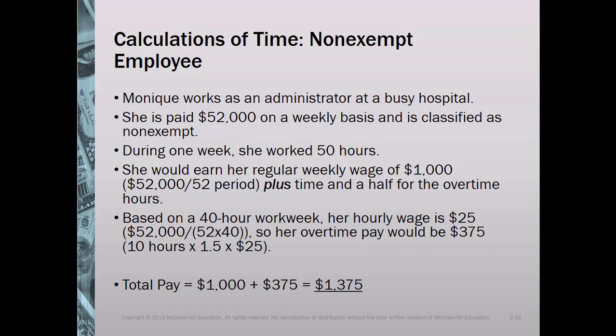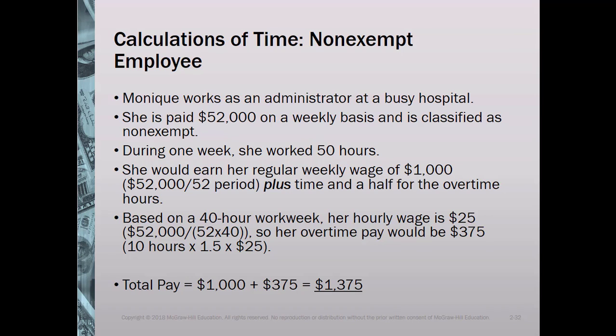So next person we have Monique. She's an administrator at a hospital, paid $52,000 on a weekly basis, and is classified as non-exempt. During 1 week she worked 50 hours. So when you're non-exempt, you are not exempted from overtime. You will get overtime. So even though she gets a salary, $52,000, key is non-exempt.